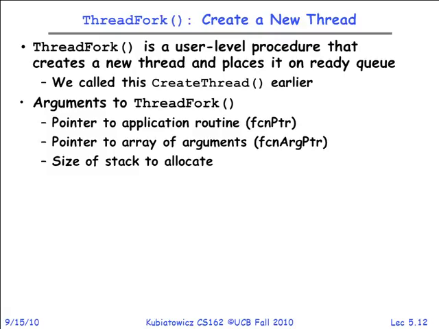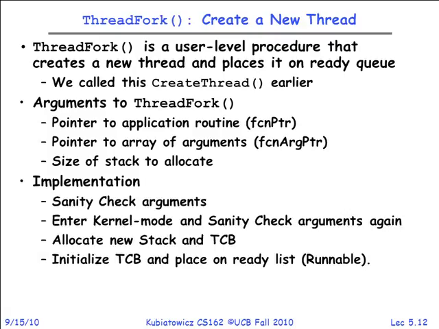Now, how do we build this? Well, first we got to sanity check all the arguments. And the reason we sanity check all the arguments is that it's possible that you've got some weird bug in your code, and we want to make sure that we catch that bug early. And I actually say we sanity check the arguments, we enter kernel mode, and then we sanity check the arguments again. Can anybody tell me why I'm enforcing such sanity in the picture here?